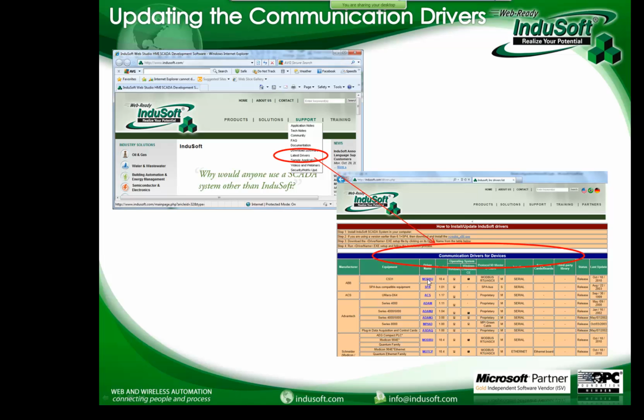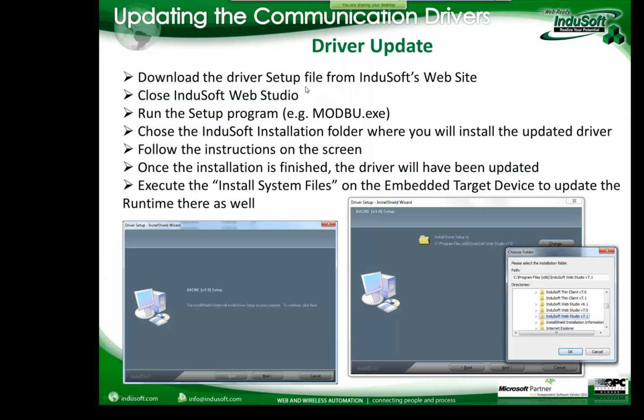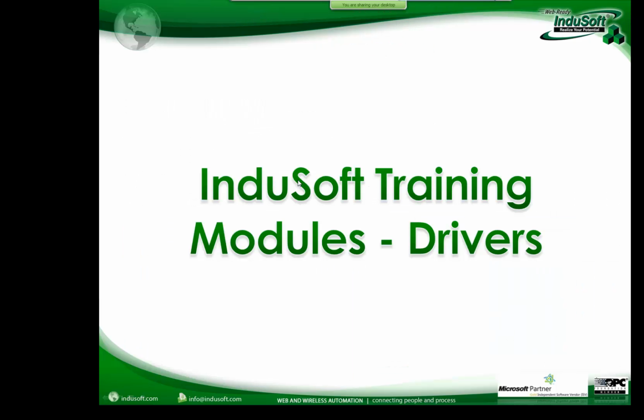It's an executable file. It runs the install shield. So you download the file, you close Web Studio, it needs to be stopped. You run the setup program. Here I'm installing, for instance, the driver BACnet. So you just follow the next. When you have several installations of InduSoft, you choose which folder you want to install that to. Okay, and then we're gonna update that specific folder with the latest communication driver.